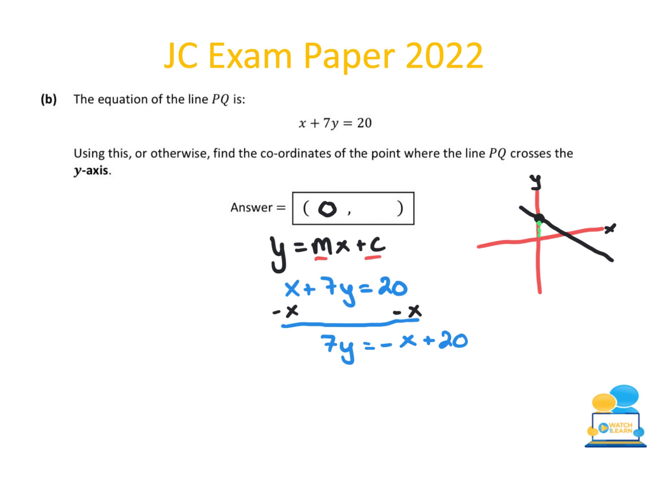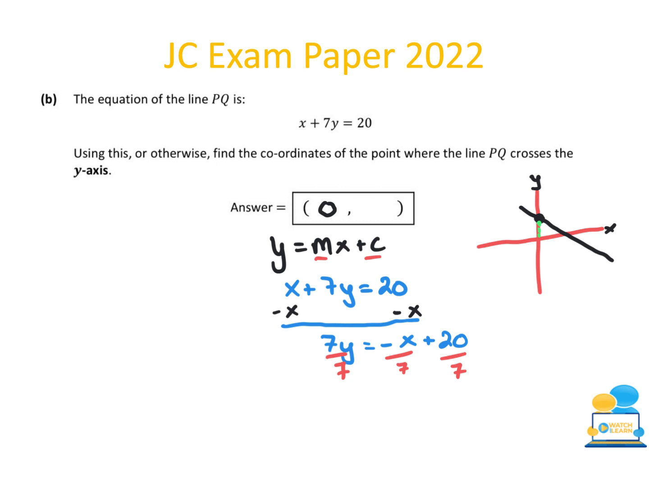The next thing I need to remove from the left hand side of the equation is the 7 that's attached onto the y. So 7y means 7 multiplied by y. So to remove that 7, I need to divide by 7. So I'm going to divide by 7 on the left hand side, but that means I need to divide everything by 7 also on the right hand side. So I'm dividing minus x by 7 and plus 20 by 7 as well.